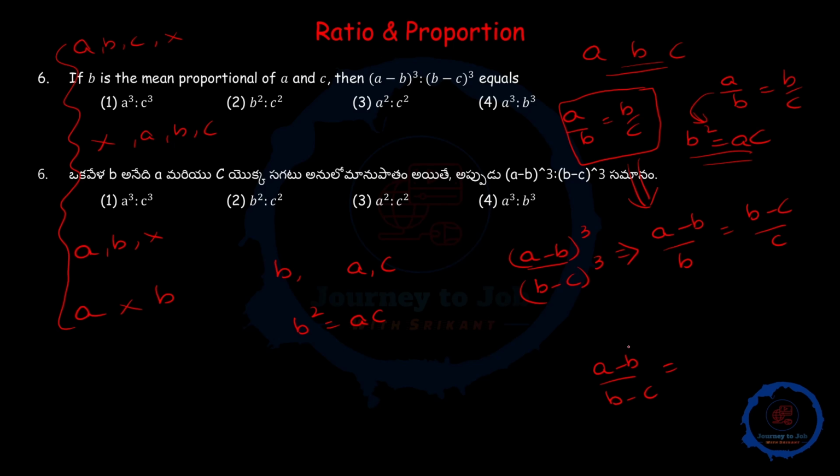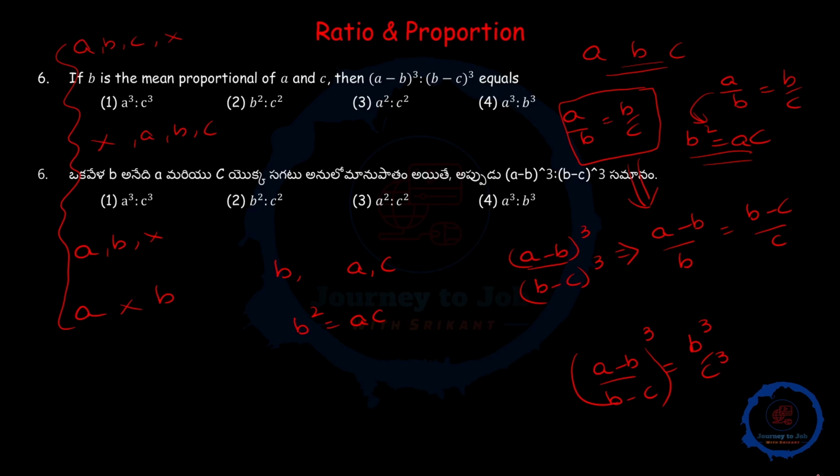దిస్ ఈజ్ డివైడ్ అండ్ నో (a−b) ఇన్వర్టెండ్ చేస్తే (a−b)/(b−c) = b/c. నో హోల్ క్యూబ్ చేస్తే దిస్ ఇస్ b³/c³. ఓకే, బట్ b³/c³ ఇక్కడ ఉందా, లేదు. ఆప్షన్స్లో b³/c³ ఎక్కడ లేదు.